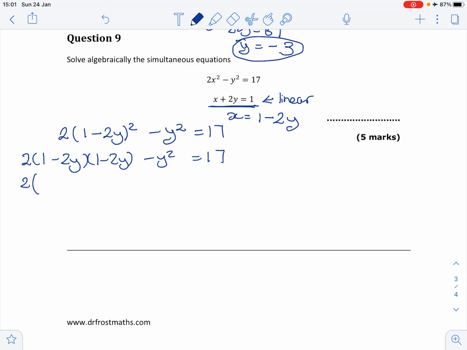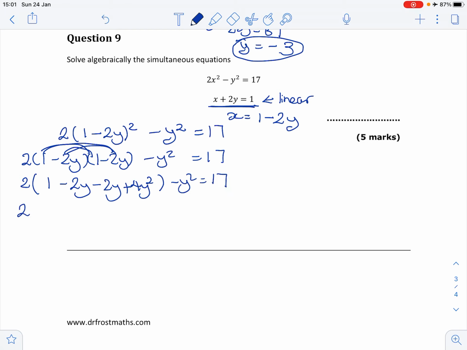So I'm going to have 1 multiplied by 1 is 1. 1 multiplied by minus 2y is minus 2y. Minus 2y multiplied by 1 is minus 2y. Minus 2y multiplied by minus 2y is plus 4y squared. Minus y squared equals 17.